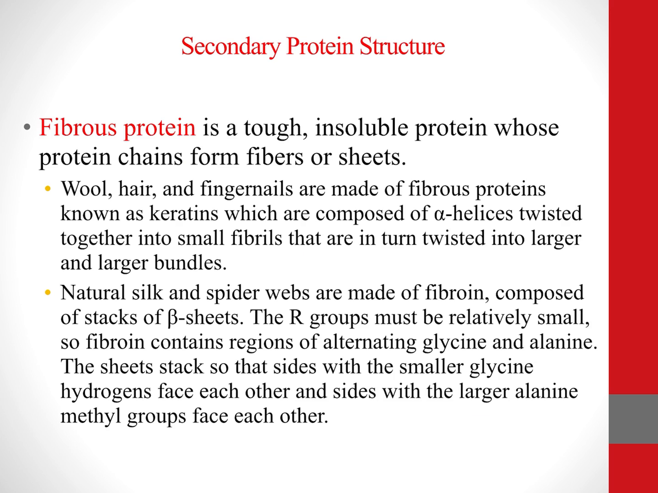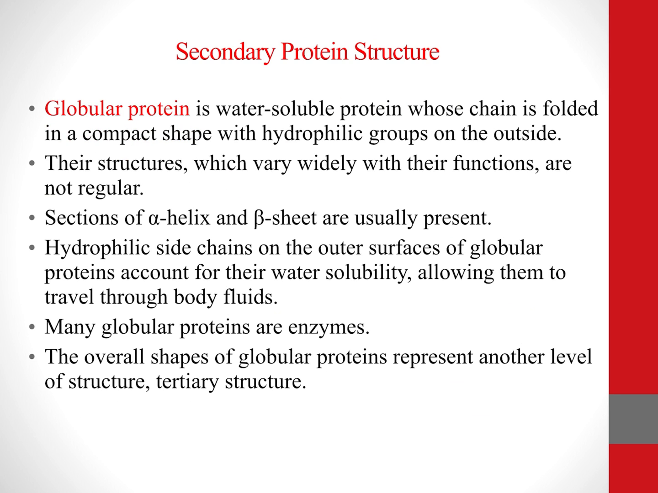So those are in the alpha helix structure. And then we also have some fibrous proteins that are in the beta sheets. Natural silk and spider webs are made of fibroin, and they are in these beta sheet stacks. The R groups in these are pretty small because you have glycine and alanine. Glycine has the hydrogen side chain and alanine has the methyl side chain. So they're able to stack pretty tightly because the hydrogens will be on the same side of the stacking, and the methyl groups will be on the same side. These are all fibrous proteins. Again, they're just very tough and insoluble.